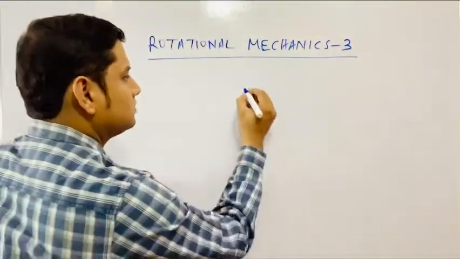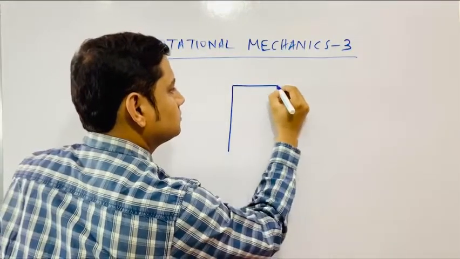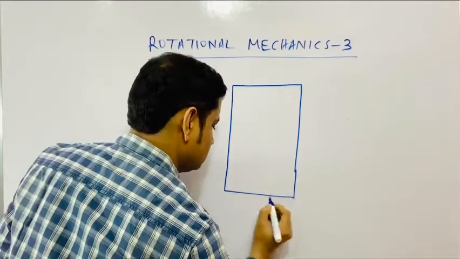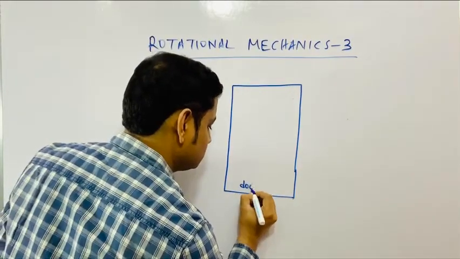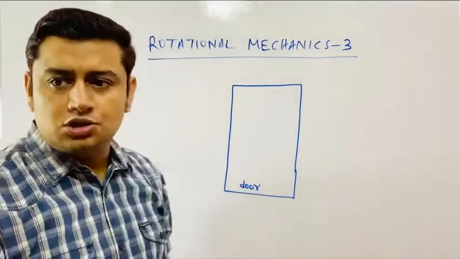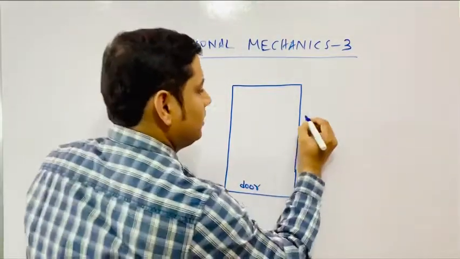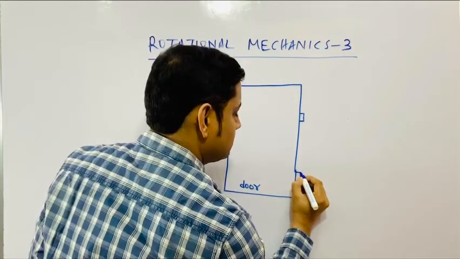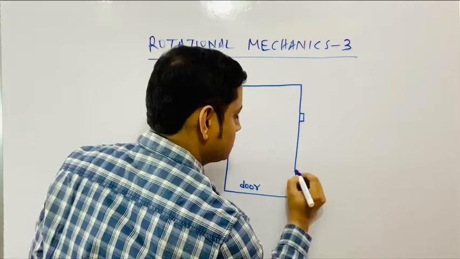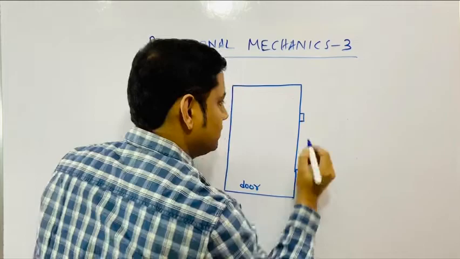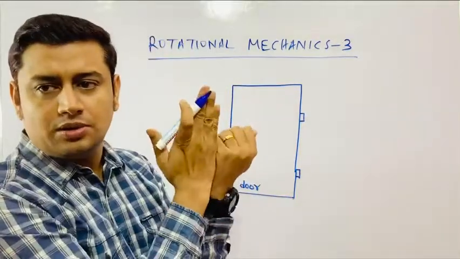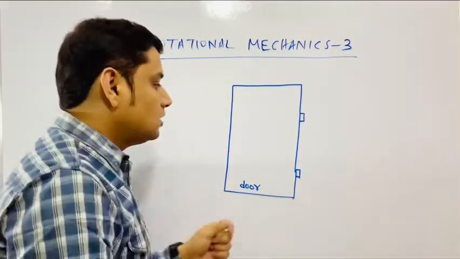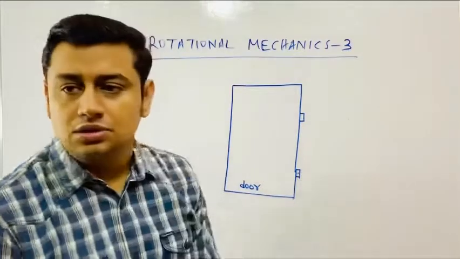This is a door. This door is fixed to two hinges. One hinge is here, and one hinge is here. We have seen these kinds of doors in our homes. This door can rotate about this hinge; it can be opened and closed. Now, the question is how these two hinges are applying the force.